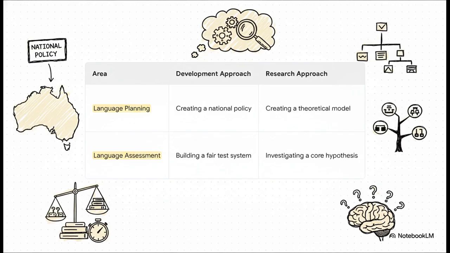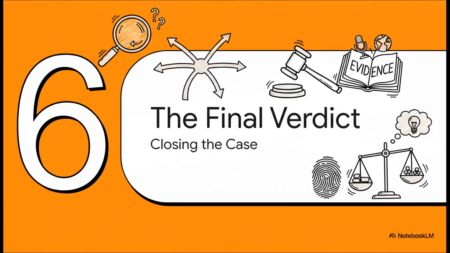It's the same with assessment. The development side is building a working test for university admissions. The research side asks a much more fundamental question that could change all tests. Is language ability just one single thing, or is it a bunch of separate skills like reading, writing, and grammar? The research feeds the development, and the development work brings up new questions for the researchers. It's a cycle.